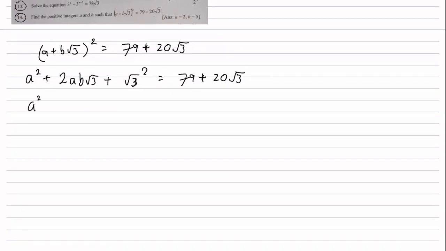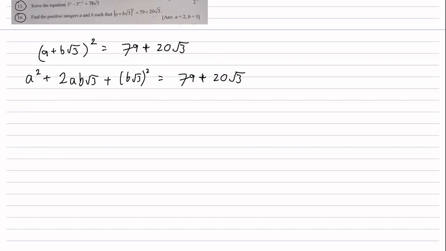So simplify a bit more. Root 3 square is just 3. So a square plus 3. Won't this be b also? Oh, wait. Correct. I am so sorry, I didn't see that. You're correct. Let me correct myself. Let me think of it.